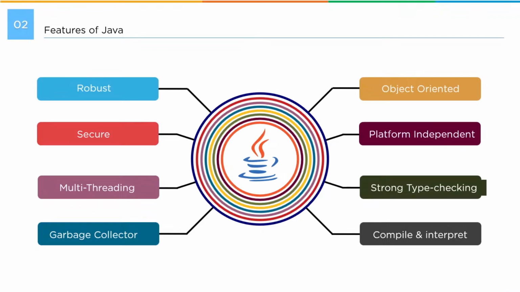It's also a very robust language because it provides a really great exception handling framework out of the box, which developers can use and implement to build really resilient applications.